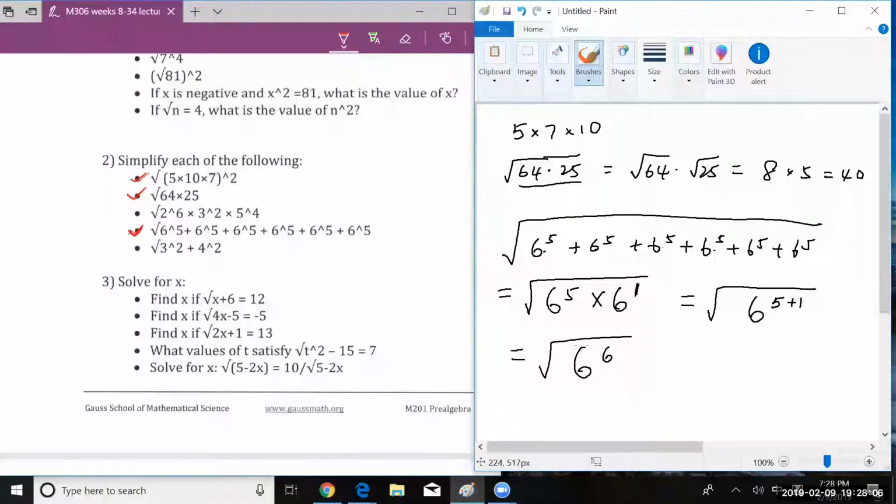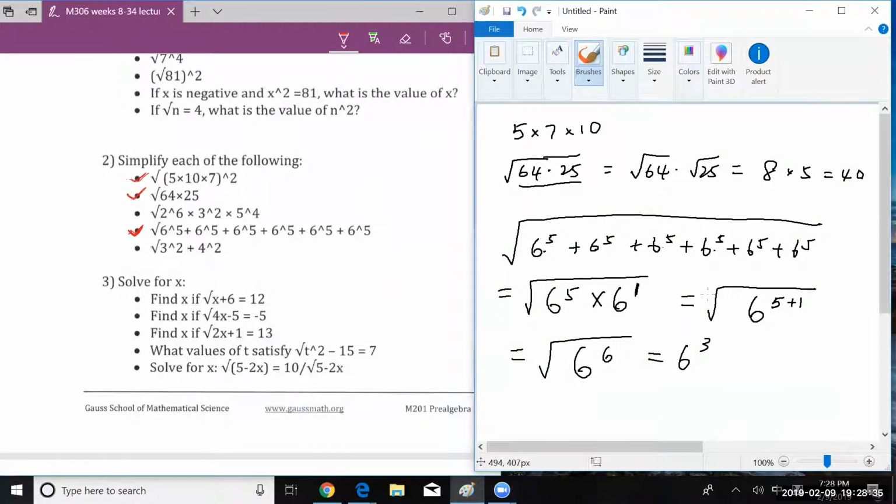So what is the square root of 6 to the 6th power? Andrea, do you know what the square root of it is? Yeah, I think I have it. 6 to the 3rd power. Yeah, perfect. Right, Timothy? Good? We have the same answer, right? 6 cubed.